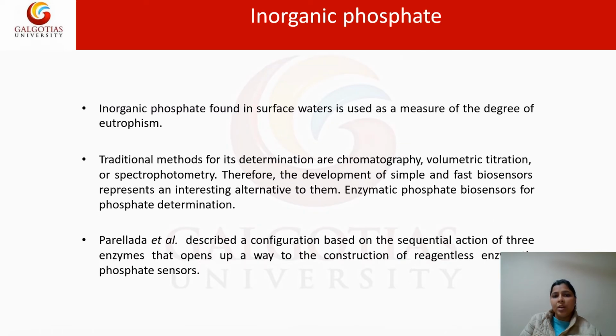Next one is inorganic phosphates. They are found in surface water and are used as a measure of the degree of eutrophication. For detection, we are using the enzymatic phosphate sensor for the detection of phosphate compounds in inorganic phosphate.